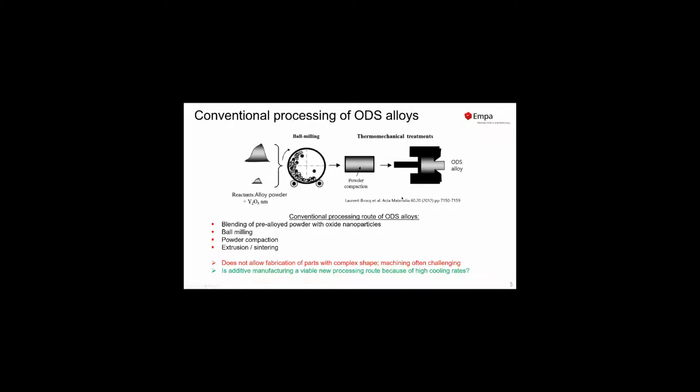As you can imagine, this sintering or powder metallurgy process does not allow the fabrication of parts with very complex shapes. In addition to that, machining of ODS alloys is very challenging. This is because we do have the strengthening effect, and if you start milling or turning, tool wear is very pronounced, and it's really difficult to fabricate parts with a more intricate shape from ODS alloys. So with increasing use of additive manufacturing, many people have asked the question whether AM is a viable new processing route, because we see high cooling rates, and that could allow fabricating ODS alloys, really going through the melt and giving them also a very complex shape.